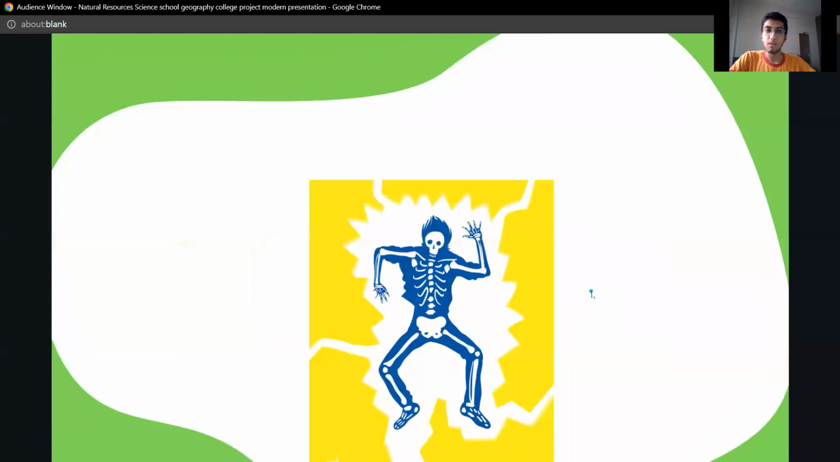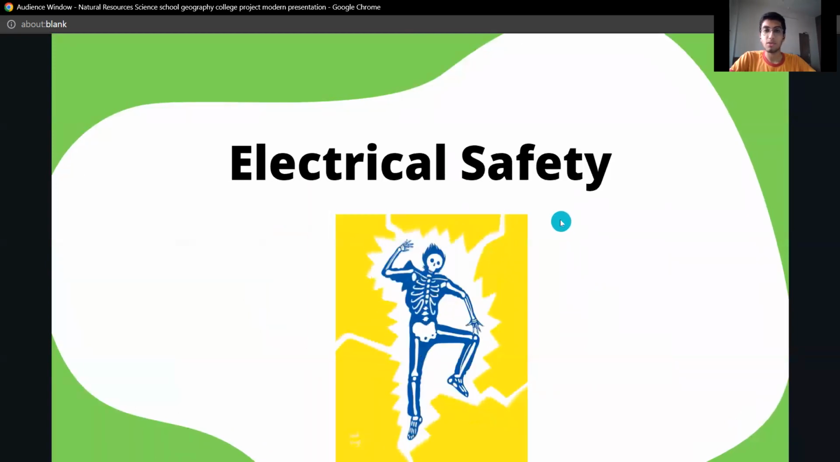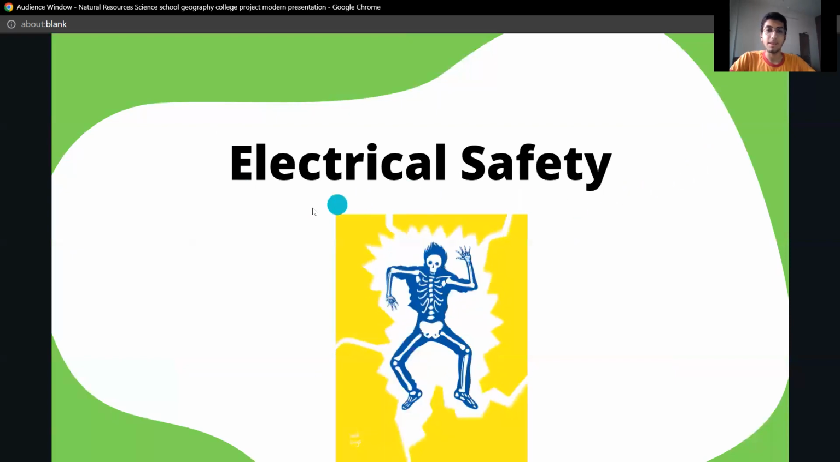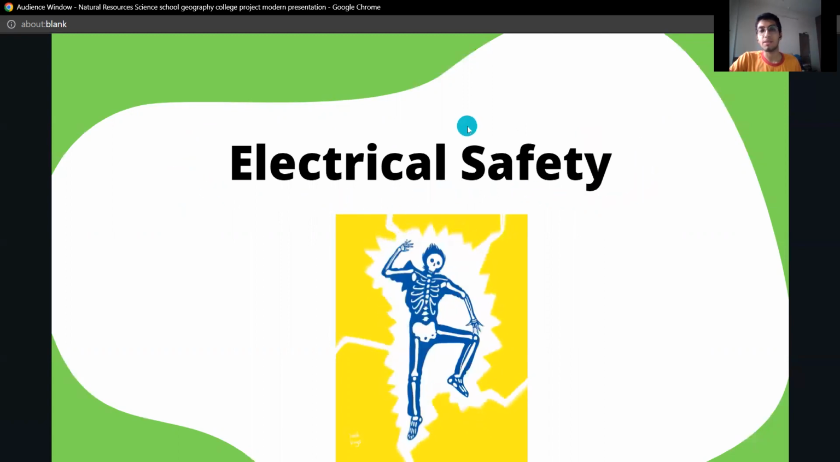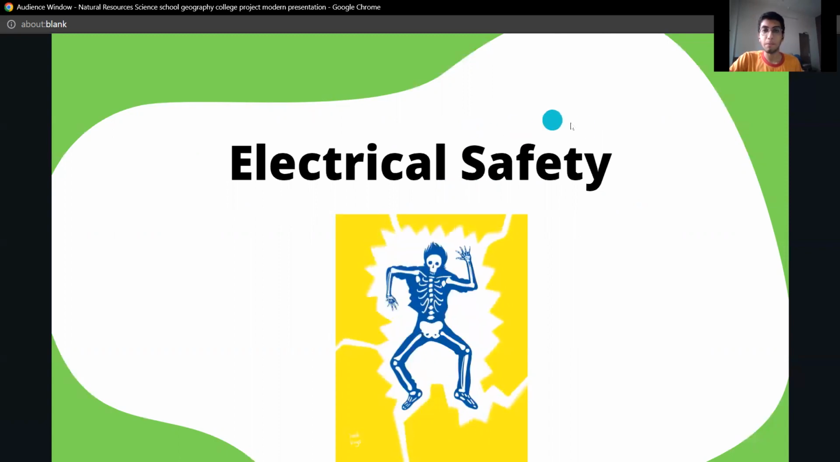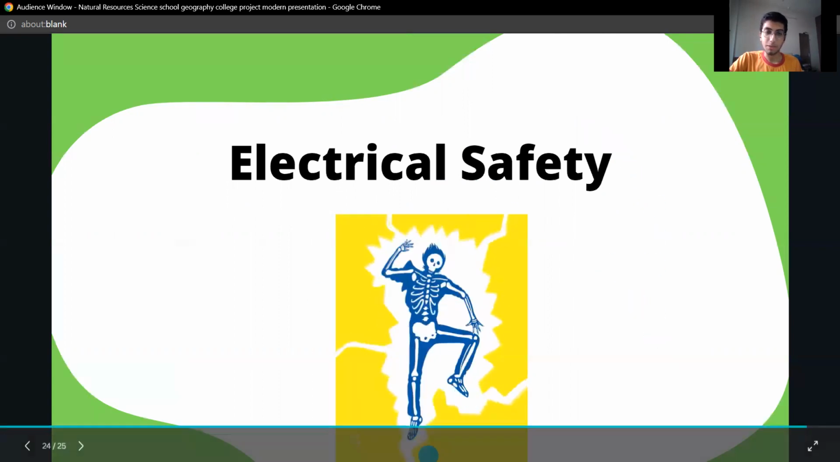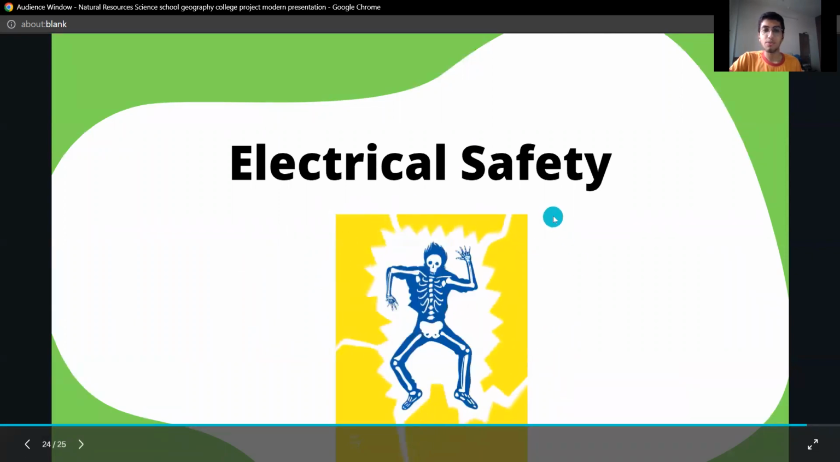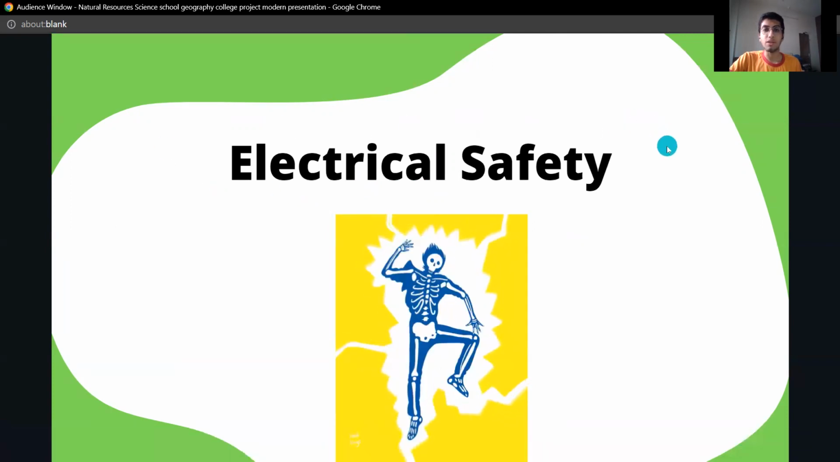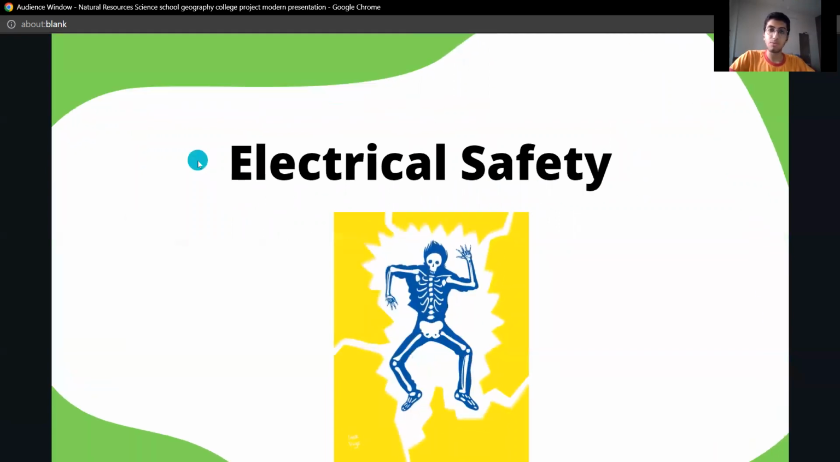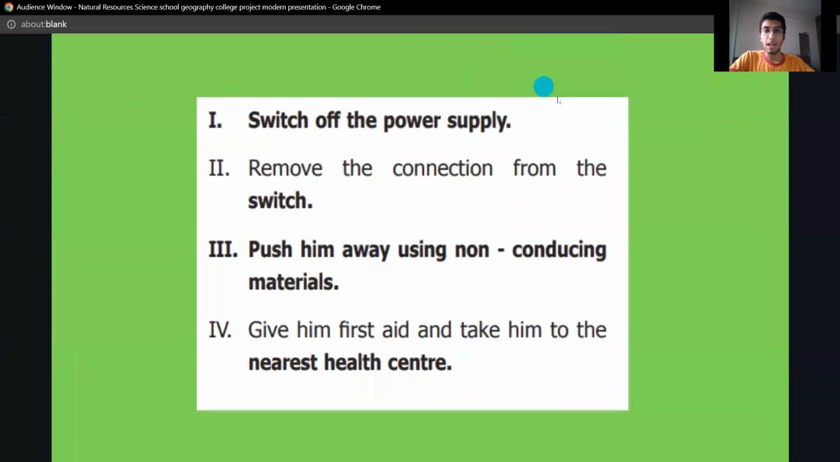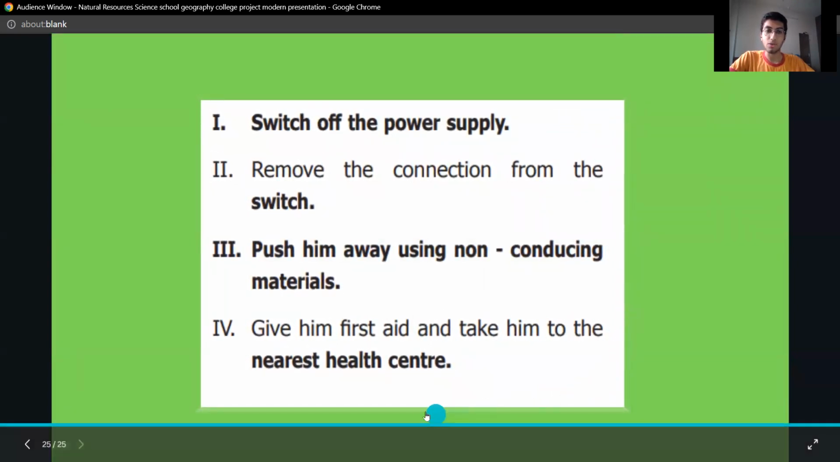Coming on to the last topic in this chapter, electrical safety. Nowadays we use so much electricity, so many electrical appliances around us, that we need to be careful, we need to be safe while handling those appliances, so that we don't end up like this dude here who is completely roasted alive by the electric currents. So we need to be cautious while using electrical circuits, switches, everything. And now we'll be dealing with how to be safe and how to give help to the person who has suffered from an electric shock.